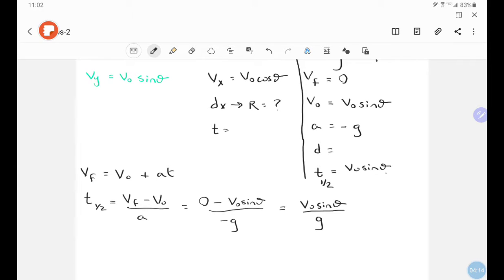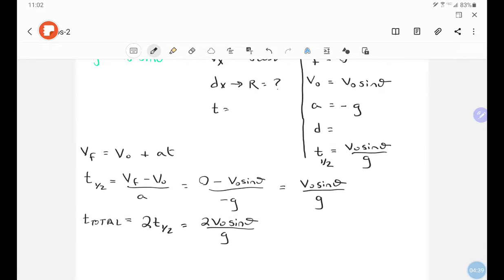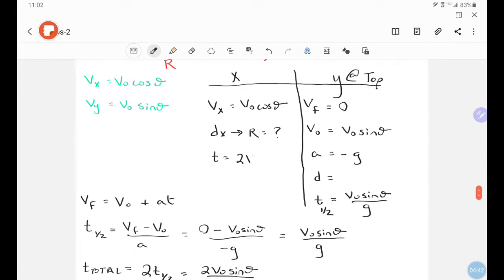So V0 sine theta over g goes here. The total time is found by multiplying the half time by 2. So we get 2V0 sine theta over g. And since the horizontal range that I'm looking for is the entire horizontal range, I need to use the entire time. So I have 2V0 sine of theta over g here. And from there, using the equation that relates these three variables, I can find range.